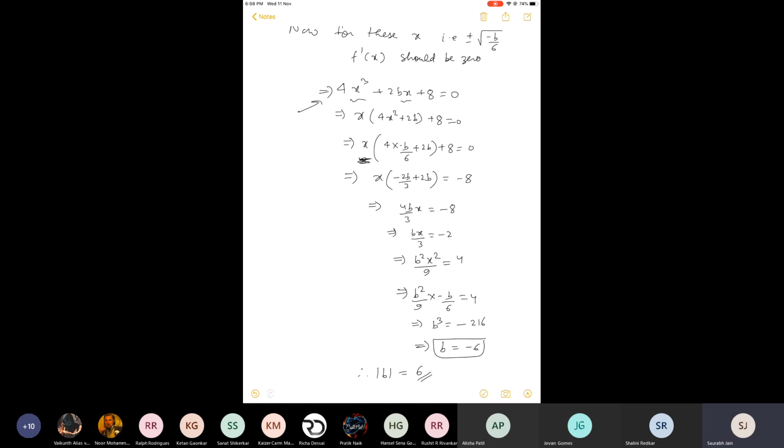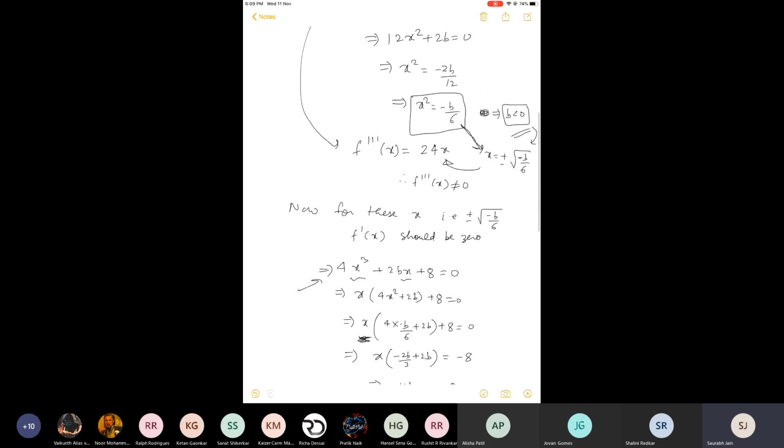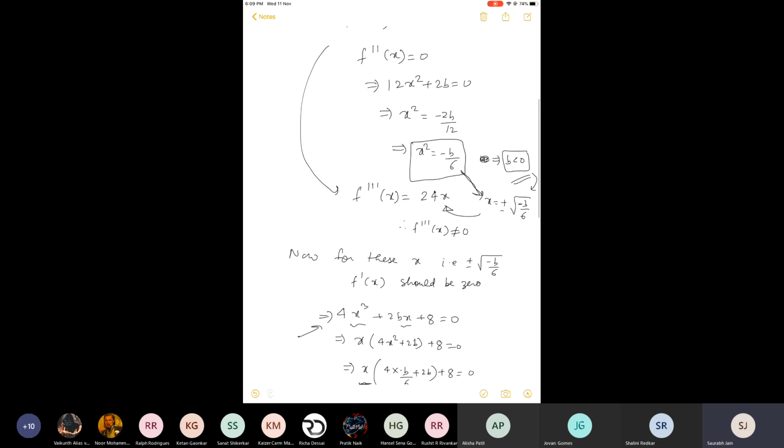So according to the question, at the same value of x, there is a horizontal tangent as well as a point of inflection. So every condition is satisfied. First, we differentiated it for the first time, then for the second time, and put it equal to 0 because of the point of inflection, right? We got some value of x, and when we put it in the third derivative, it is coming a non-zero number. So point of inflection, this is used here.